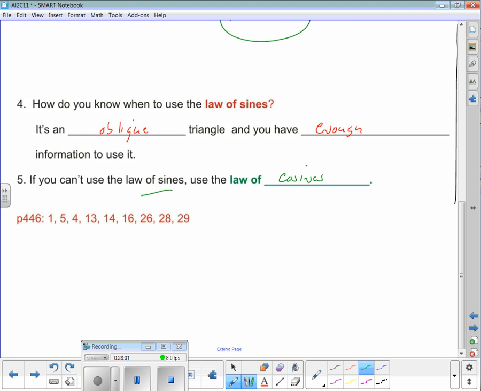Okay, so when do you use the law of sines? Hey, when you've got enough information to use it. And we'll talk more next lesson. Usually you'll either be able to use the law of sines or the law of cosines. Sometimes you could use either one. You know what? When you have a choice, use the law of sines. It's a little bit more simplistic of the methods. All right, that's the lesson.